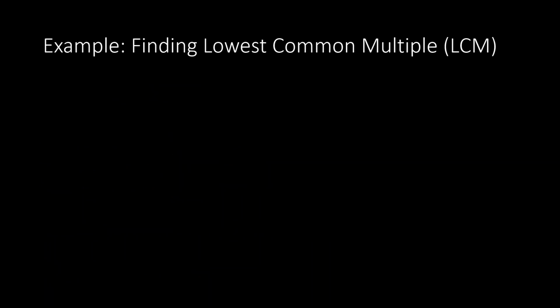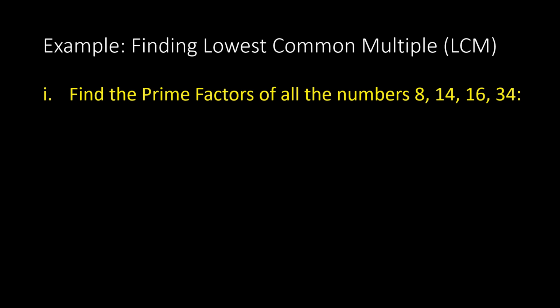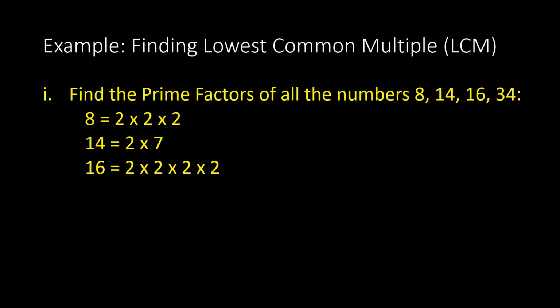We will now use the prime factorization method to find the LCM of four numbers up to 2 digits. So let's find the LCM of 8, 14, 16 and 34 using this method. First, find the prime factors of all the numbers. So 8 equals 2 times 2 times 2, 14 equals 2 times 7, 16 equals 2 times 2 times 2 times 2, and 34 equals 2 times 17.